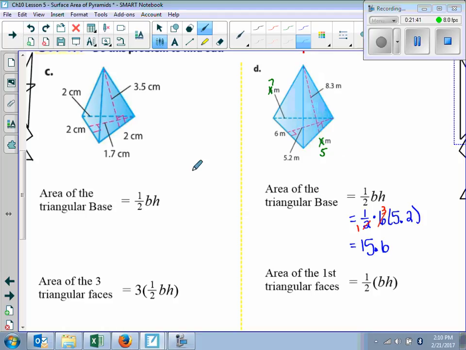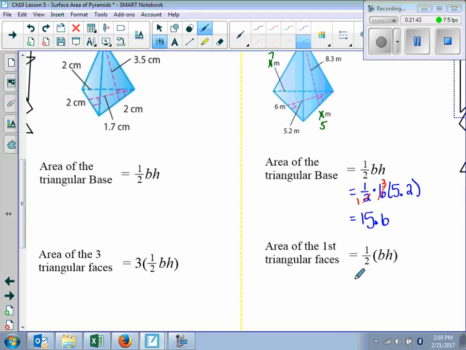All right, so let's substitute that in. So we have 1/2 times the base, which is 5, times the height, which is 8.3. And looks like we cannot simplify anything there, right? So that face is 20.75. Okay?